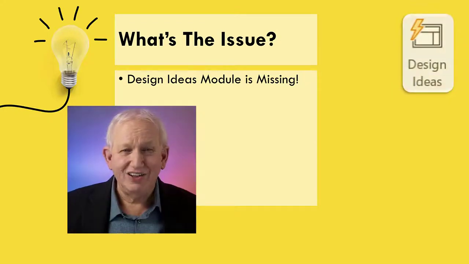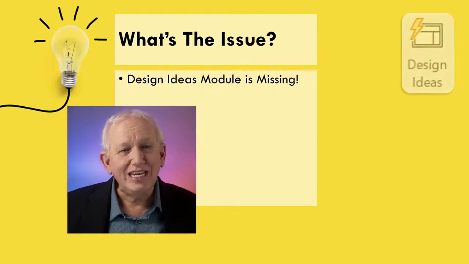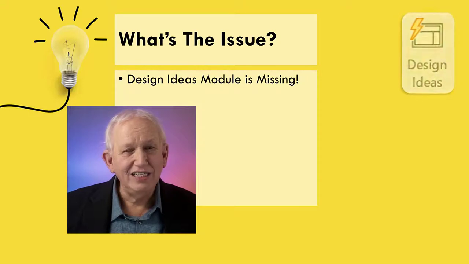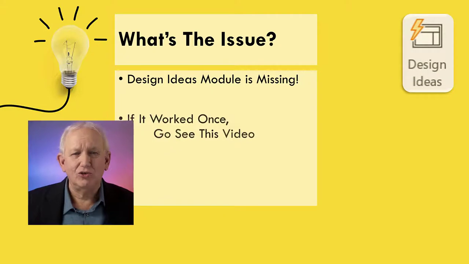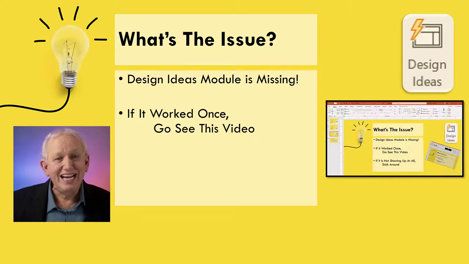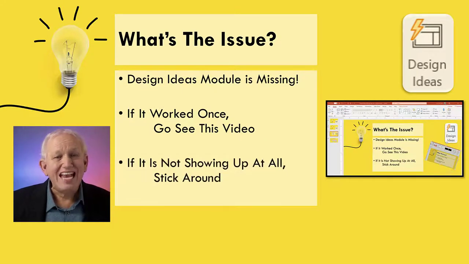When clicking on the Design ribbon tab and looking for the Design Ideas icon, it's nowhere to be found. I have an earlier tutorial explaining why the Design Ideas icon is just grayed out. But in this video, I'm going to focus on when you can't even find the icon.